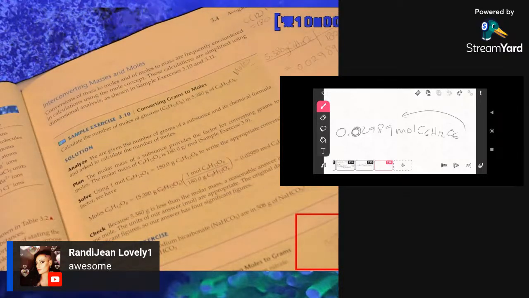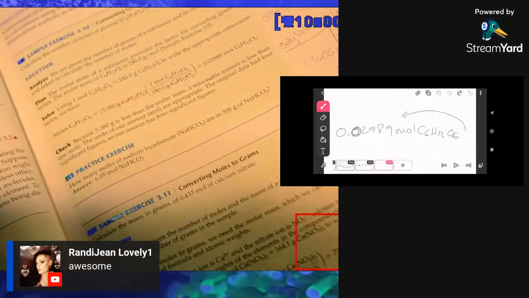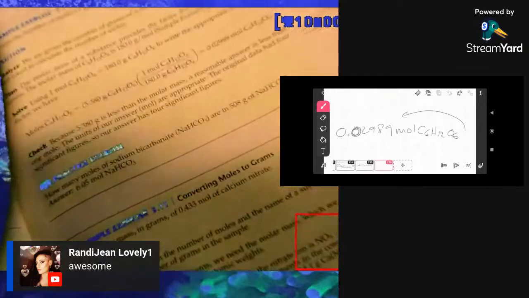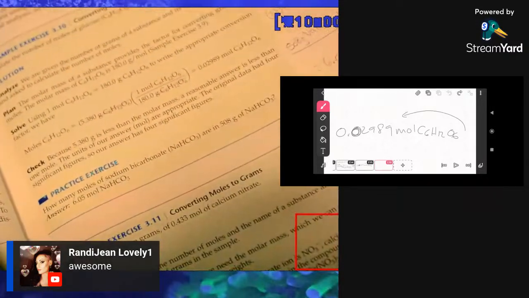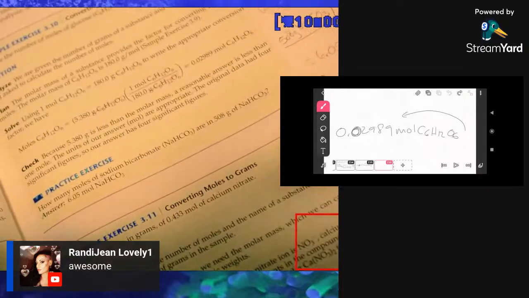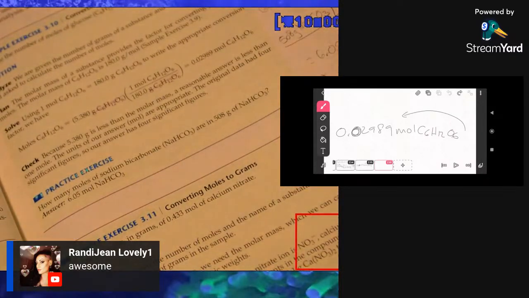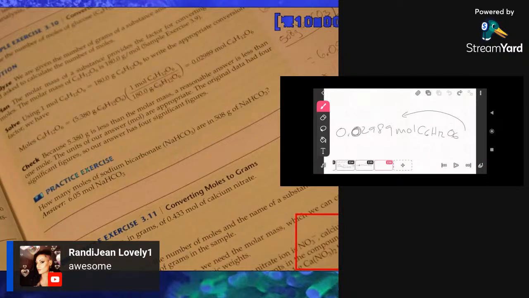See that? And then it says practice. Oh, look at that. That's a good reaction right there because that's sodium bicarbonate. So if you're in the saltwater community, this is a reaction you want to know right here. How many moles of sodium bicarbonate, NaHCO3, are in 508 grams of sodium bicarbonate? And the answer is 6.05 moles, but let's figure out how they got that.